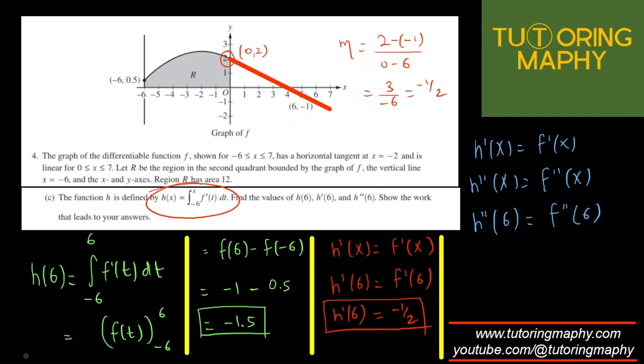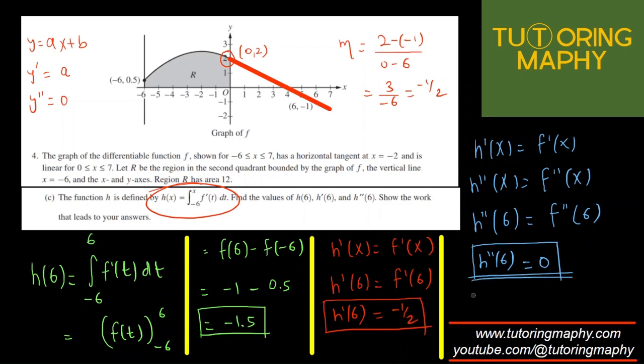Another way to understand is that a straight line is defined by y equals ax plus b. If you take the first derivative, that's just a, and if you take the second derivative, that's just 0, because the derivative of a constant is 0. So this should have the answer as 0. That should be our answer for this one. I hope that makes sense.